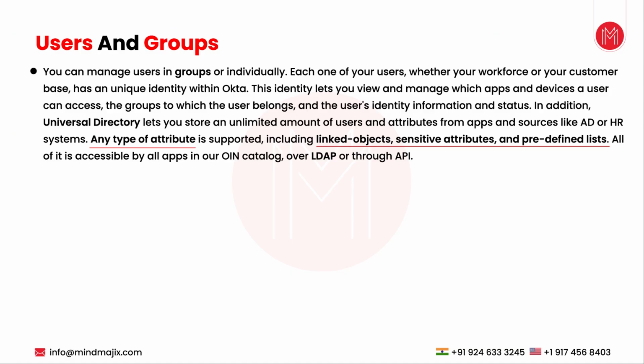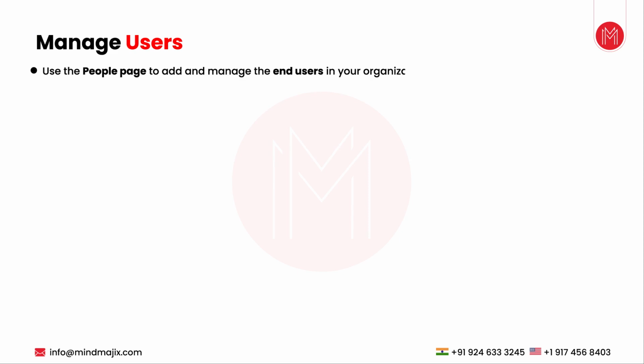In addition, Universal Directory stores an unlimited amount of users and attributes from apps and sources like Active Directory or HR systems. Any type of attribute is supported, including linked objects, sensitive attributes, and predefined lists. All of it is accessible by all apps in our OIN catalog over LDAP or through API. Our OIN catalog is nothing but the Okta Integration Network, which we are going to discuss in detail. For the time being, you can think of it like this: any application can be integrated either through the OIN catalog, that is the Okta Integration Network catalog, or through custom integration, like whatever we have done in our previous sessions.